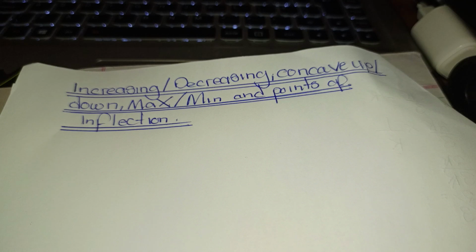So with us, we have one example to cater for all these applications of calculus, that is increasing, decreasing, concave up or down, maximum or minimum, together with the points of inflection. But to start with, for you to answer this, you need to find what are called the critical values, where the critical values are always found by equating the first derivative to 0.